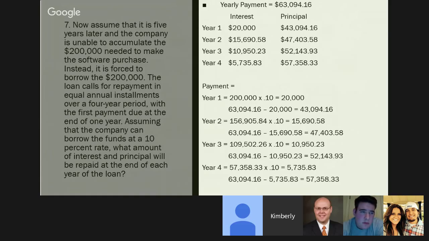So in year 2, you're going to have $15,690.58 of interest and $47,403.58 for your principal. Year 3, you have $10,950.23 for your interest, $52,143.93 for your principal, and year 4 you have $5,735.83 for interest, and your last remaining principal balance that is paid is $57,358.33. And that concludes our case study number 12.